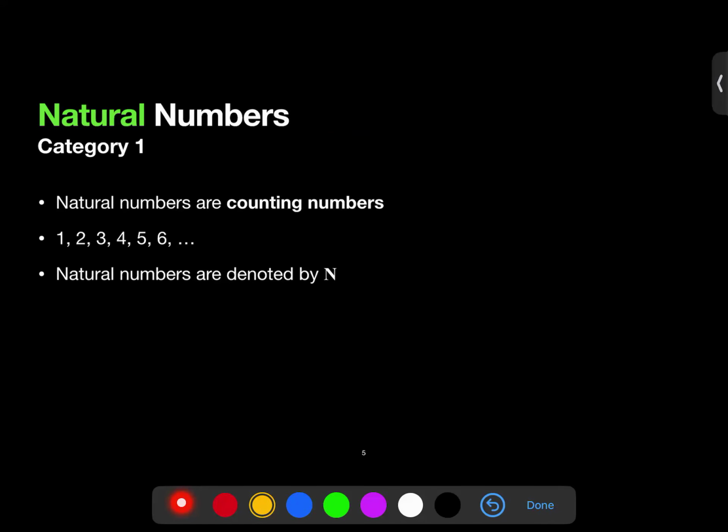So the first number group category that we learned was the natural numbers. So these are, again, counting numbers, very simple. So for example, we have 1, 2, 3, 4, and so on. So very simple counting numbers.